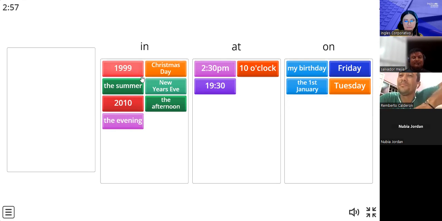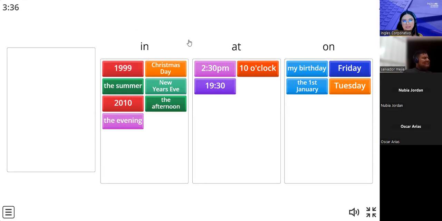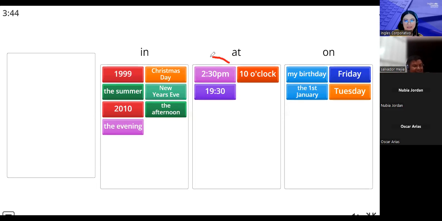In, at, and on. Creo que no se vio la corrección, pero sí. En este caso, sí. Todas están en donde necesitan estar. Acuérdense, at, creo que es la más fácil de recordar, at, la vamos a ocupar con hora específica, 2:30, 10 o'clock, 19:30. At, habían dos expresiones del día que las incluíamos aquí ayer, ¿cuáles eran?